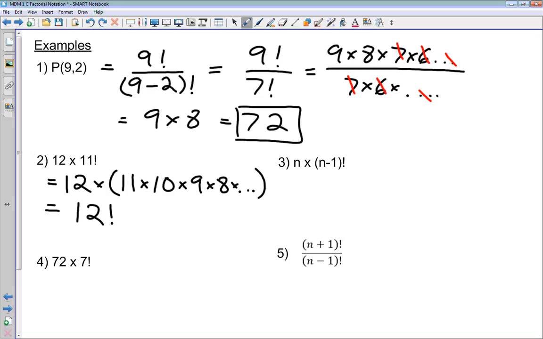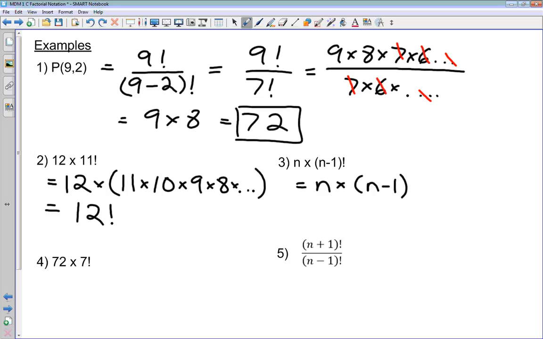And we can do this even when we don't have a specific number in there. N times n minus 1 factorial. Well, let's see, what's this going to be? We've got n out front times, what's n minus 1 factorial? Well, the first term in the factorial, or that chain of things multiplied together, is going to be whatever we see there in front of that exclamation mark.